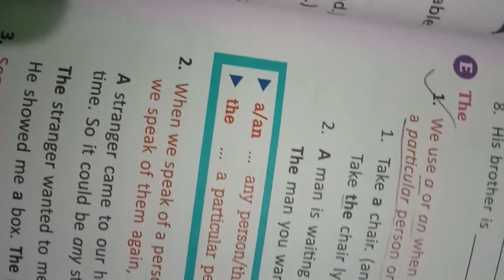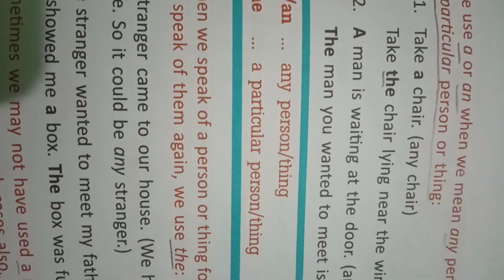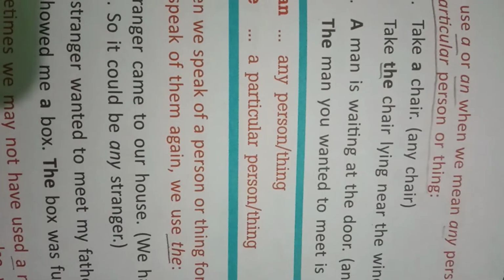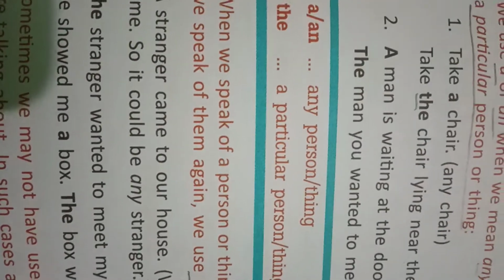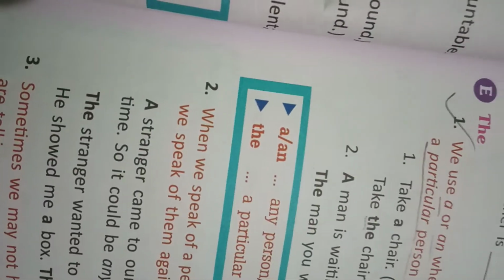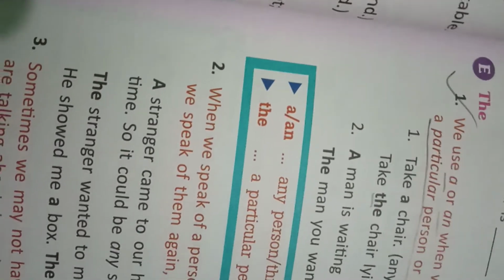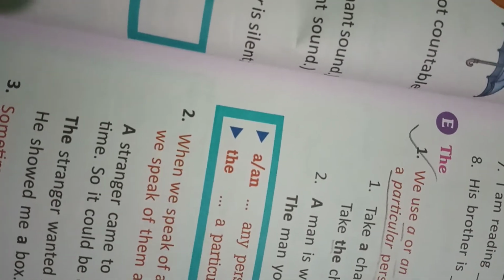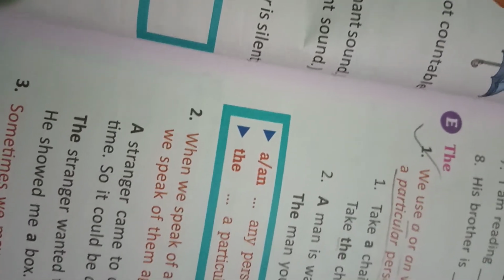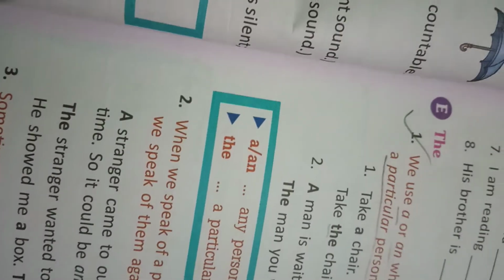What do we use the for? A or an we use with any person or thing, but we use the when we mean a particular person or thing. Clear? When we are using any person or thing, we use A. When we are using a particular person or thing, then we use the. Like a chair: take a chair to sit. But when we say take the chair lying near the window to sit, that is a particular chair. A man is waiting at the door is any person, any man. The man you wanted to meet, or the man waiting at the door, is a particular man.